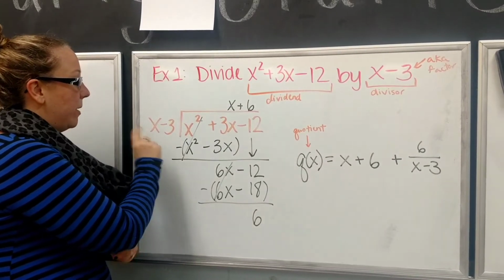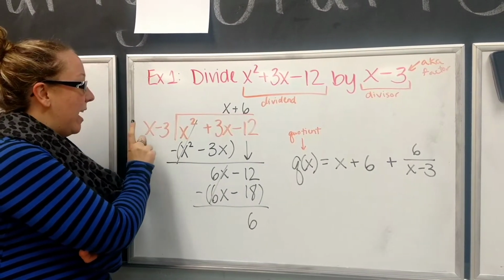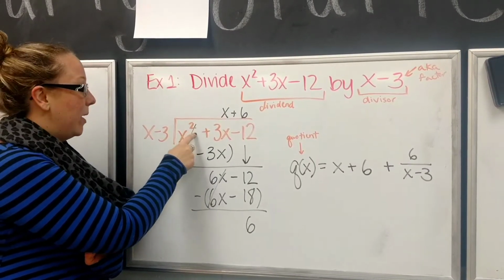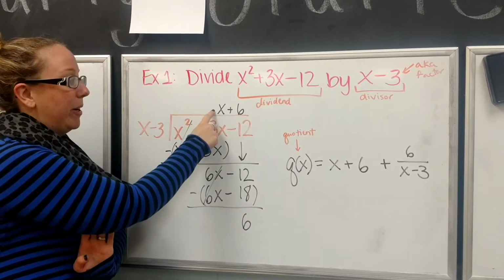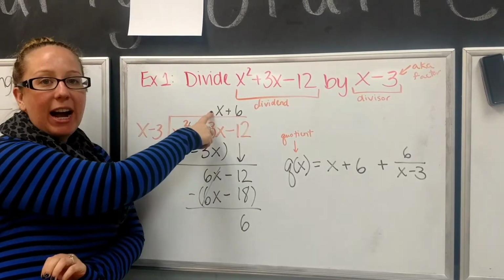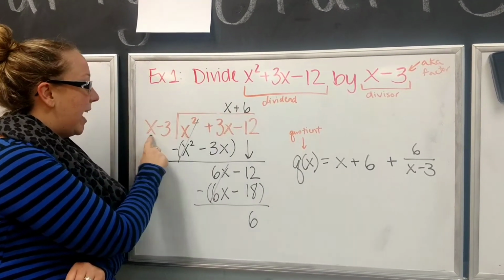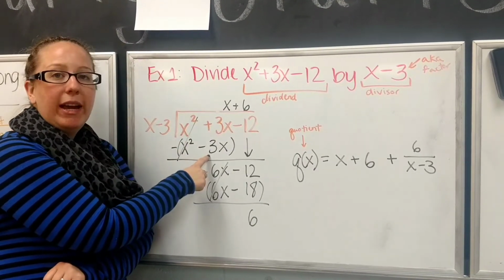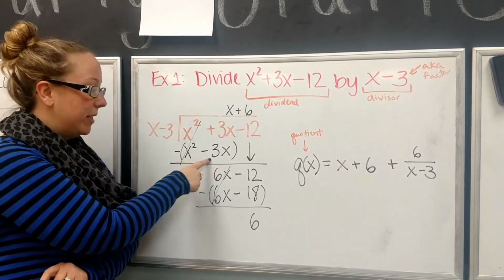So what you want to look at is x minus 3, and you want to look at this x first. X times what is going to give you x squared? Or x squared divided by x gives you what? And the answer is x. So I put an x on top, and that's your dividing stage. Then you want to take this x, and you multiply x times x gives you x squared, and x times negative 3 gives you negative 3x. That's your multiply stage. Next, you want to subtract.